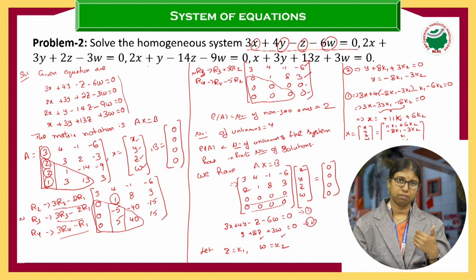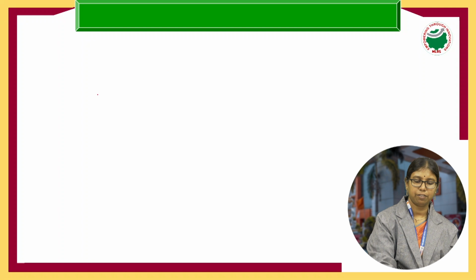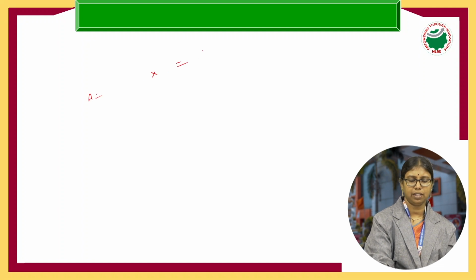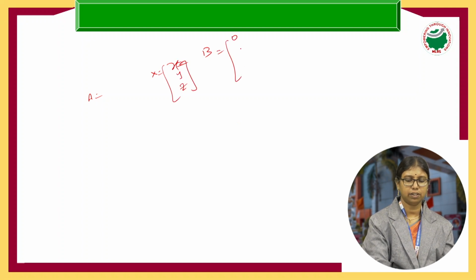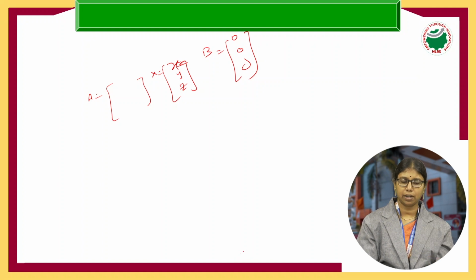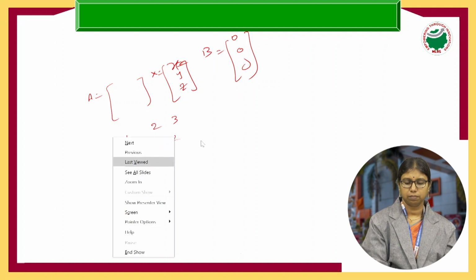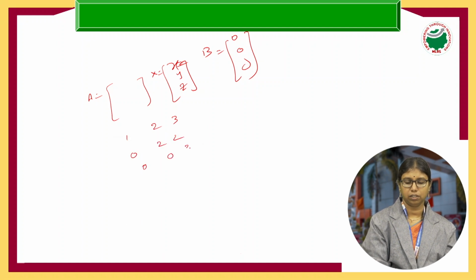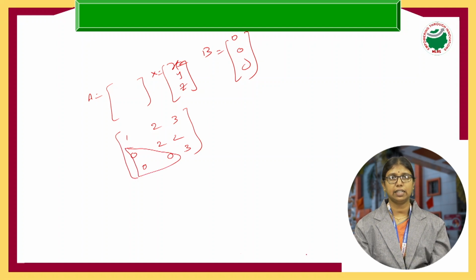For suppose, in the final matrix we got A, X, B. X has 3 unknowns, X, Y, Z, and B is a constant vector 0, 0, 0. We have some coefficient matrix also. Sometimes when you are converting this A matrix to upper triangular form, you may get 1, 2, 3, 0, 2, 3, 0, 0, 3. It is also an upper triangular form, and it is also satisfying that condition.